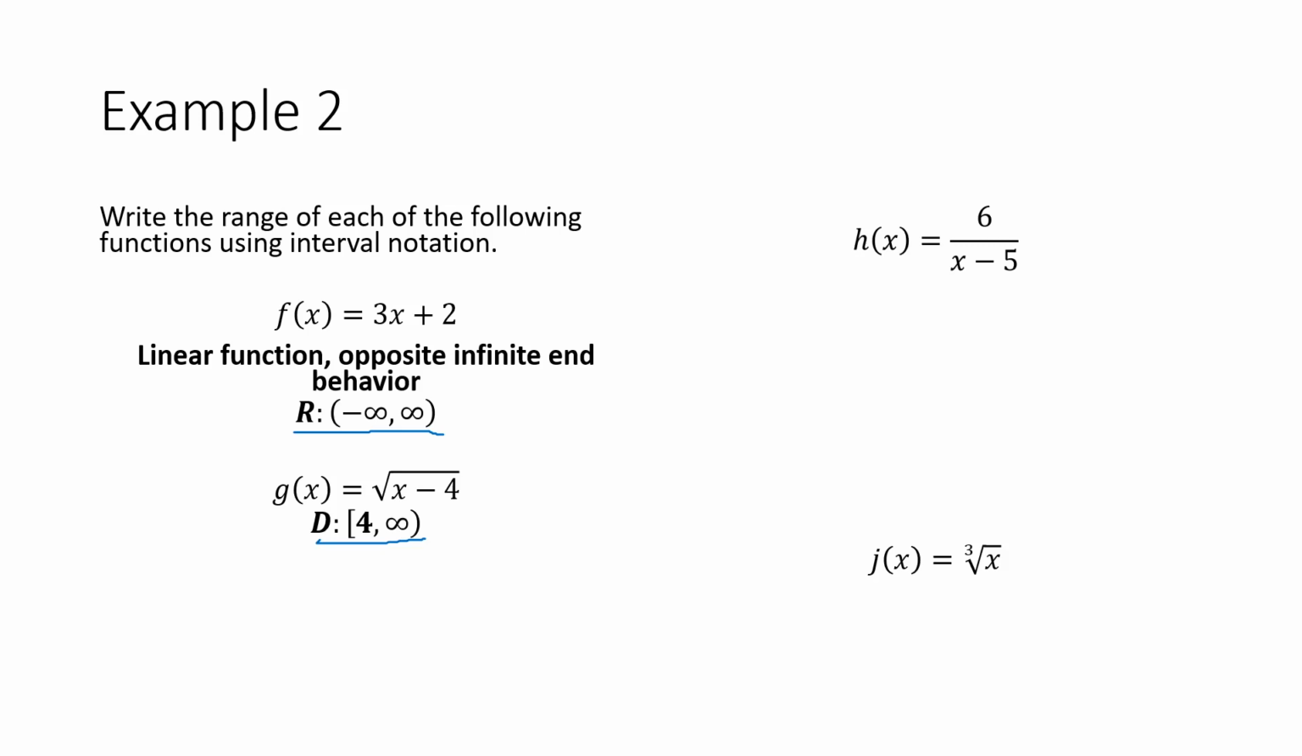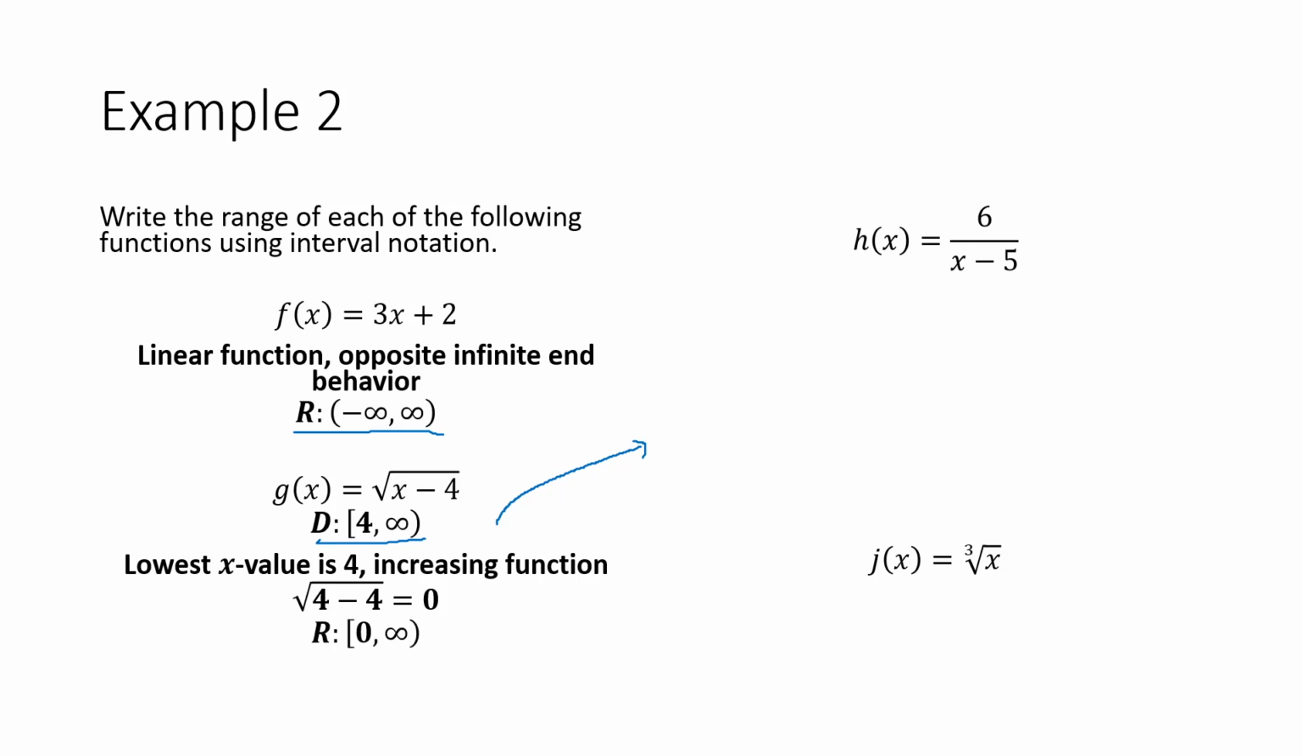Back to g of x, we said that earlier the domain was 4 to infinity, which is going to cause the range to be not all real numbers this time too, right? So we know that our lowest x value that we could have is 4, and we know that this square root function is an increasing function. Right, it looks something like this. It's going to keep increasing off to infinity. So what we need to do is plug in that lowest x value to see what the lowest y value would be. Plug in x equals 4, we'd get 0. And so that means the range would have to go from 0 up to infinity.